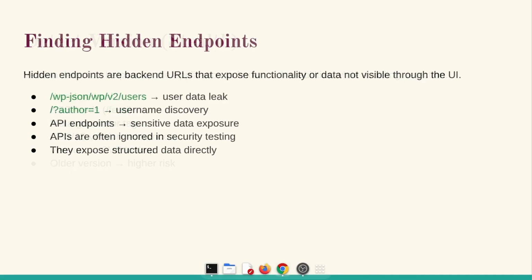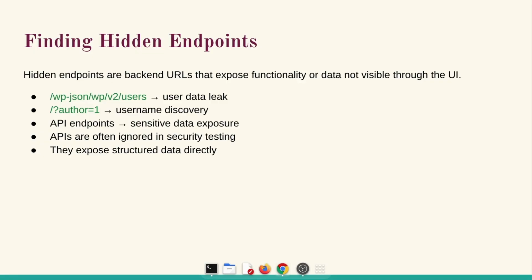Then finding hidden endpoints. Hidden endpoints are backend URLs that expose functionality or data that is not visible in the user interface, but is still accessible to anyone who knows or guesses the paths. The attacker doesn't click buttons. They explore what the developer forgot to hide from the site.